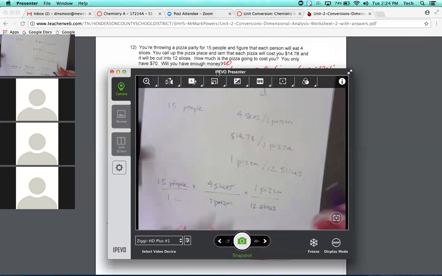Now we know 1 pizza costs $14.78. That gets rid of pizza. And guess what? We're left with dollars, which is kind of a unit. It's just a unit in front. And that's what we want. We want to know if we have enough money. So now we just have to do the math part. So we're going to multiply.